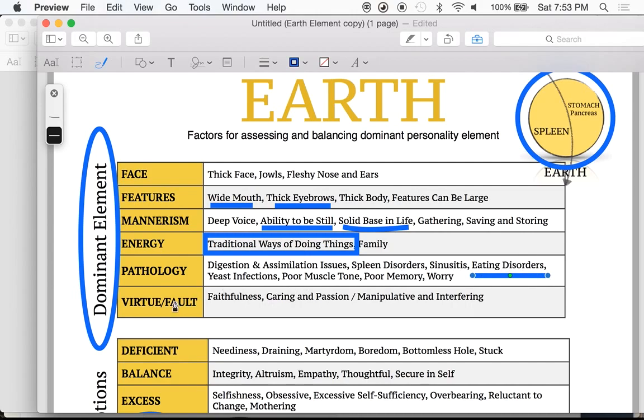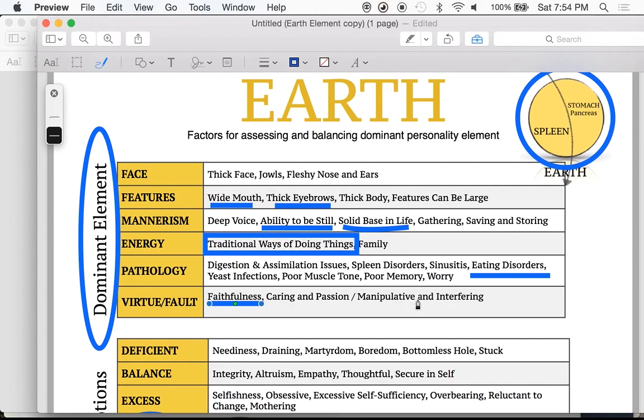Now there are virtues and faults. Again, they can be either. It's just part of who they are. Faithfulness, caring, boy, underline faithful. For any of you that are listening to this, as you're reading along, you're thinking, I am married to an earth element, underline that 3 times for me. They are caring and compassionate, but faithfulness is so important to them.